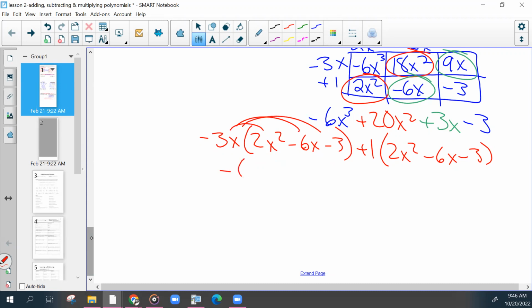So this would be negative 6x cubed plus 18x squared plus 9x plus 2x squared minus 6x minus 3. And then you have a bunch of terms you have to combine. So it would be similar.